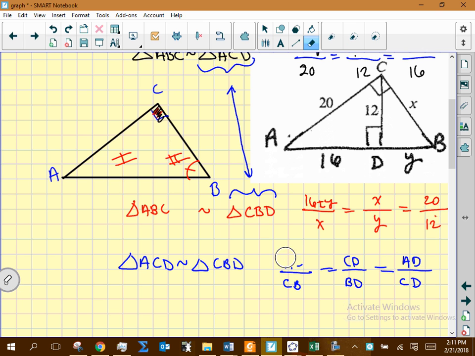If I come down here to the blue stuff, AC is 20. CB is x again.